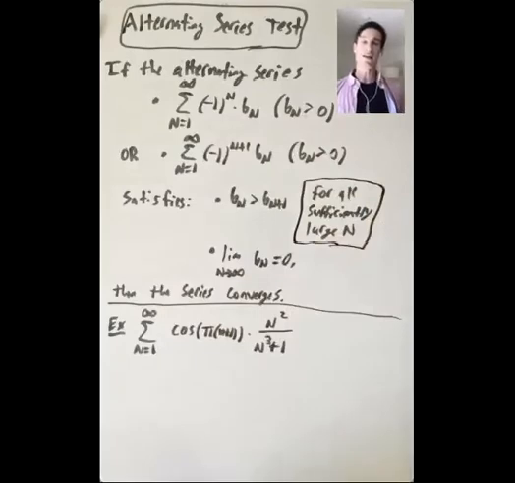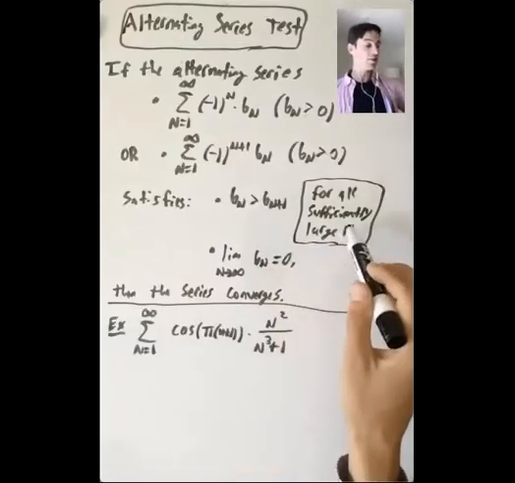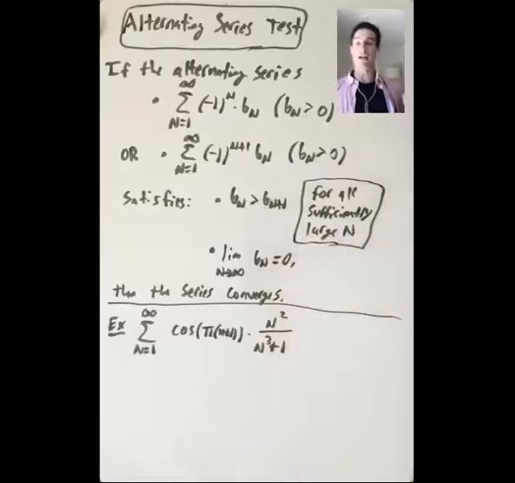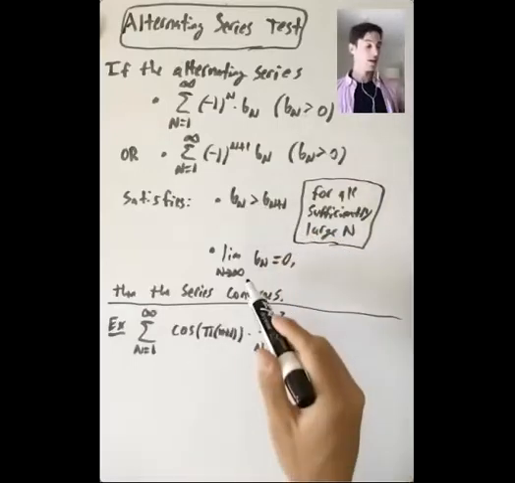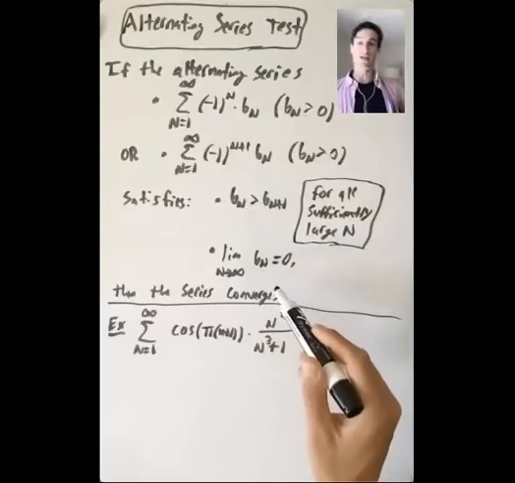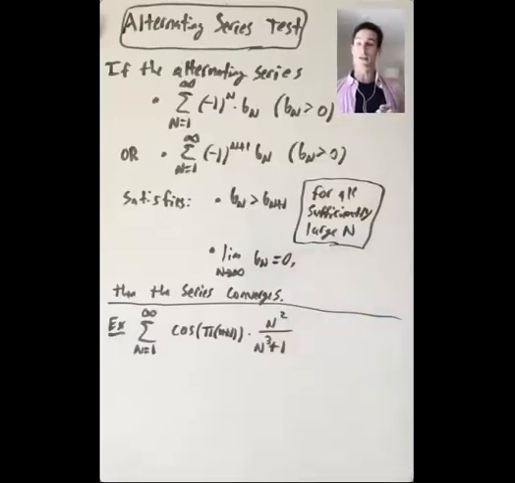That means it's okay that this bn sequence might not be decreasing the whole way. Maybe b1 to b2 increases a little bit, and then increases a little to b3, and increases a little to b4, but then after n equals 4, it's always decreasing. That's still okay. So it doesn't matter what happens at the very beginning of your sequence. You just need it to be true that for all sufficiently large n, your sequence is decreasing. And it still needs to be true that the limit as n goes to infinity of bn is 0. Then your series converges.